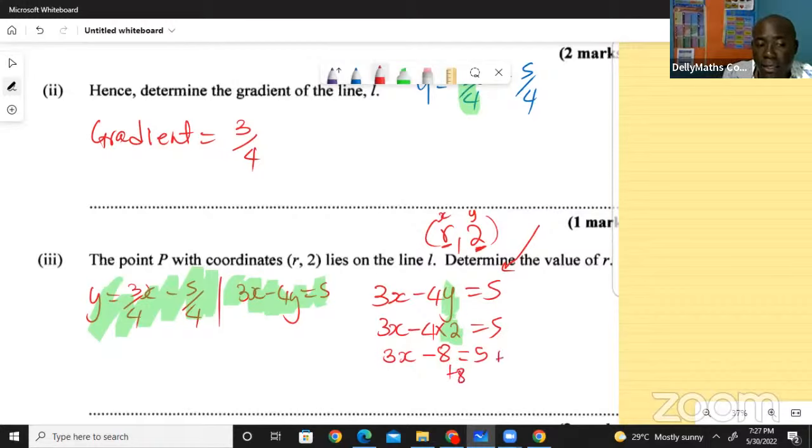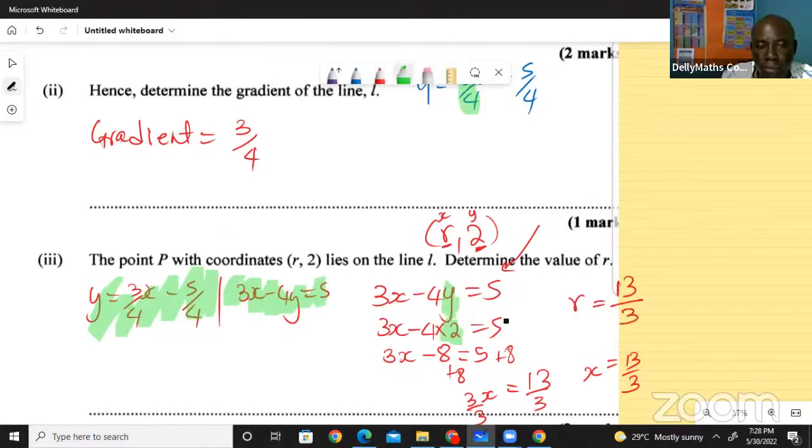Add 8, add 8. 3x is equal to 13. Divide by 3, divide by 3. X is 13/3. That value is the R value there. So we could just conclude and say the R value is 13/3.